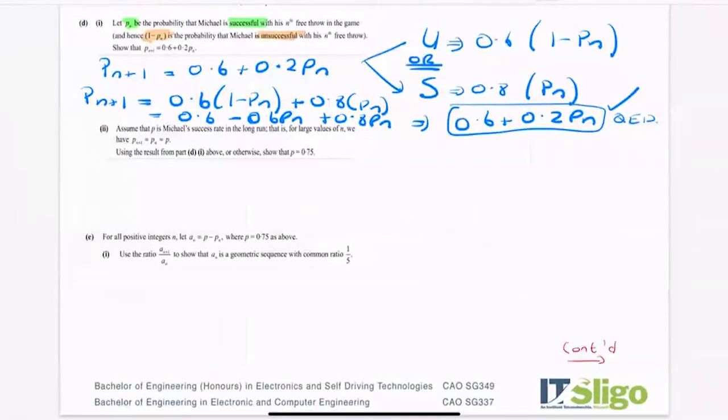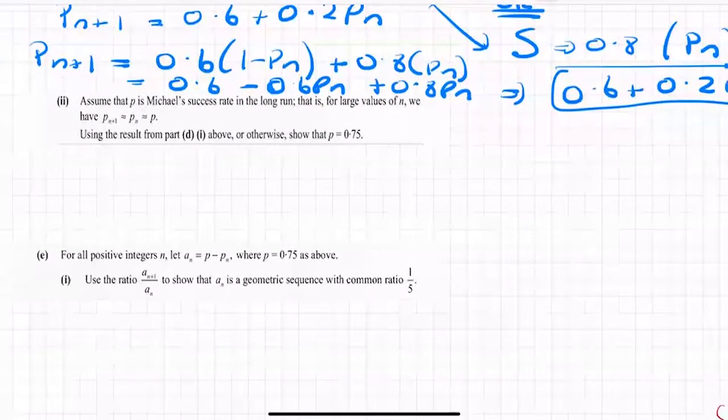Now, assume that P is Michael's success rate in the long run. That is, for large values of n, we have P of n plus 1 being approximately equal to Pn, being approximately equal to P. I hope you can see that, okay? So those two little squiggles means approximately equal to. It's maths language for approximately equal to. What they're saying, basically, use the results from part D above, show that little p is equal to 0.75. Basically, what they're saying is, if you do enough events, or in other words, if Michael shoots enough hoops, what is the probability that he scores? Okay, so you know the way it's 0.8 if he was successful on the previous one, 0.6 if he was unsuccessful on the previous one. Well, basically what they're saying was, if you take enough shots, it's going to more or less average out to 0.75. Okay, so we have to show that.